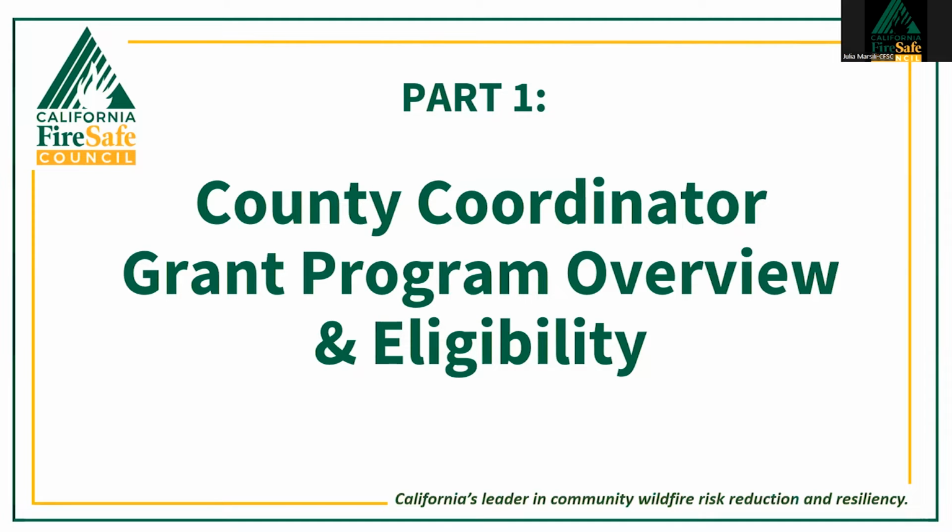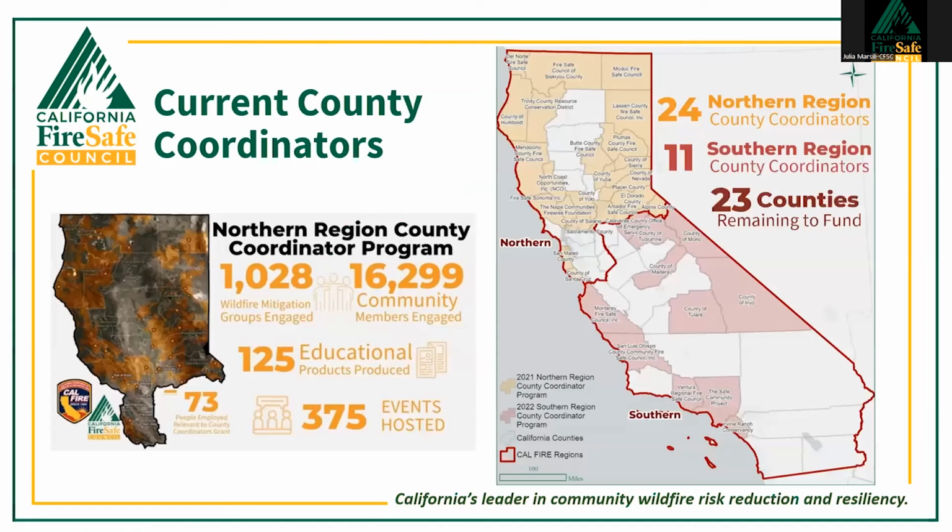Okay, so for part one of the webinar, we wanted to go over the County Coordinator Grant Program and eligibility for this grant. So to kick it off, I wanted to show you these two graphics. The graphic on the right, the map on the right, shows where our 24 Northern Region County Coordinators are currently placed. We have 11 Southern Region County Coordinators as well, and then 23 counties remaining to fund. So the red outline on this map shows the CAL FIRE regions, which is how we broke up this grant program. The currently funded Northern Region coordinators got started on their projects last November, so they are almost a full year in. The Southern Region County Coordinators just started last month.